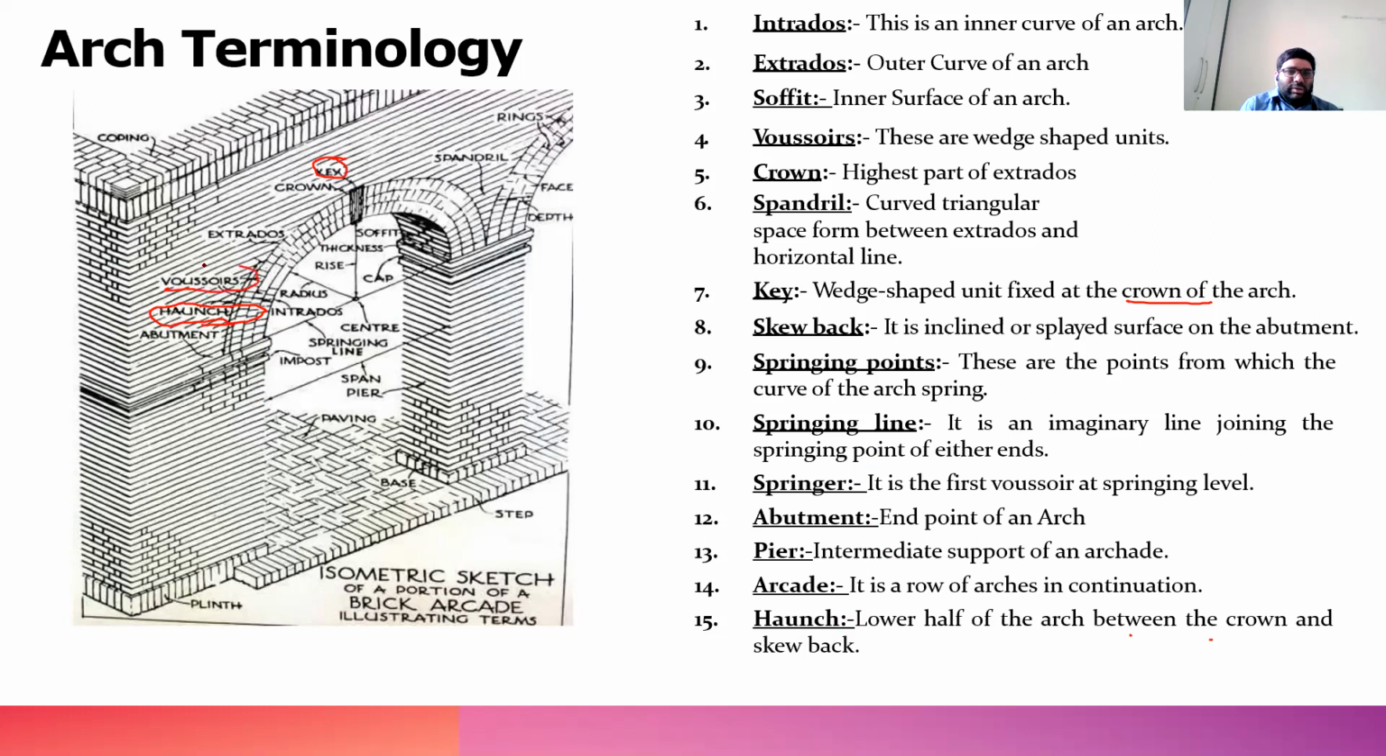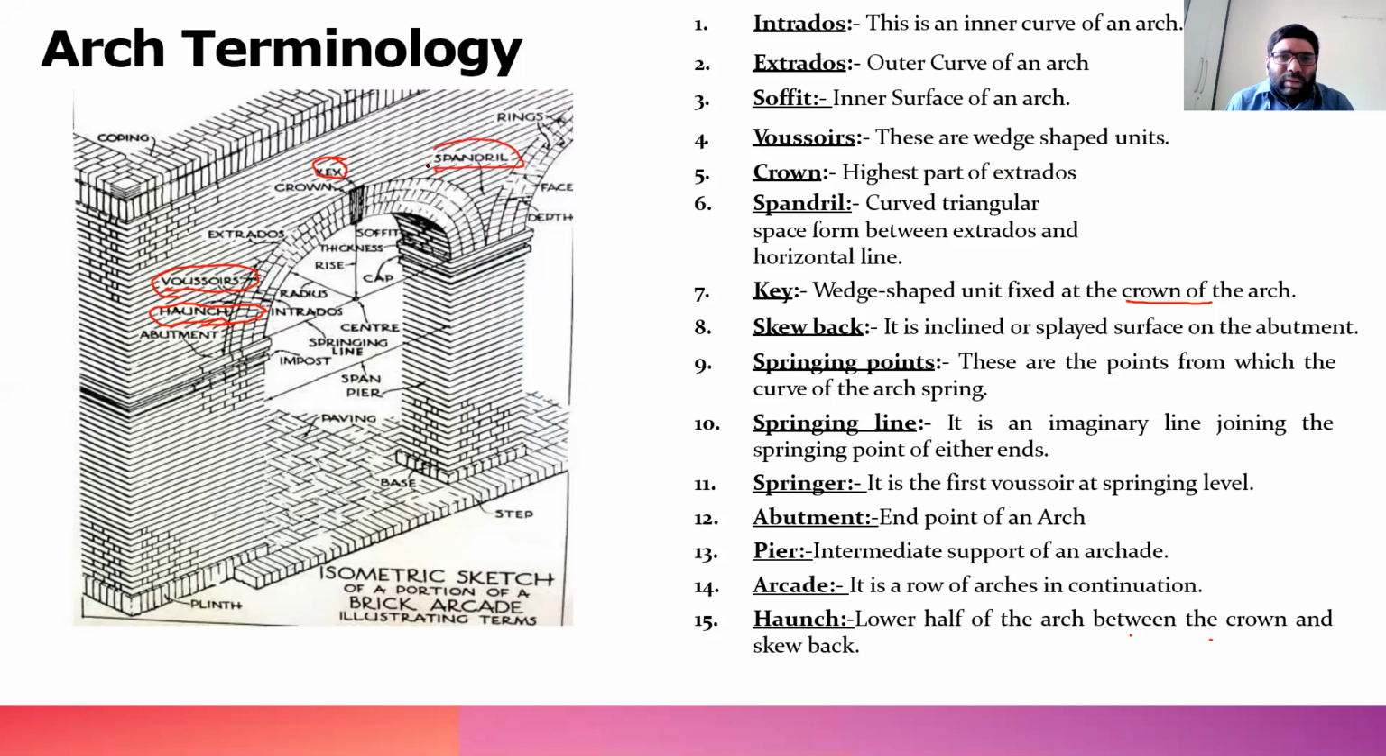Voussoirs. You can see these voussoirs. So what are those? These are the wedge-shaped units. A wedge is a shape that is provided throughout this entire portion of the arch. So one should know the terminology to understand the behavior in a careful manner.